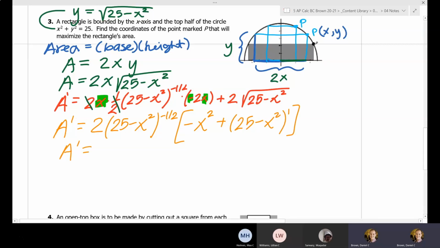So what is a prime? I have 2. I have the square root of 25 minus x squared in the denominator. And then my numerator is going to become 25 minus 2x squared. Questions on that derivative?